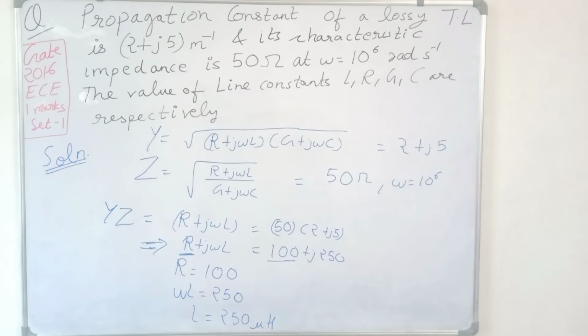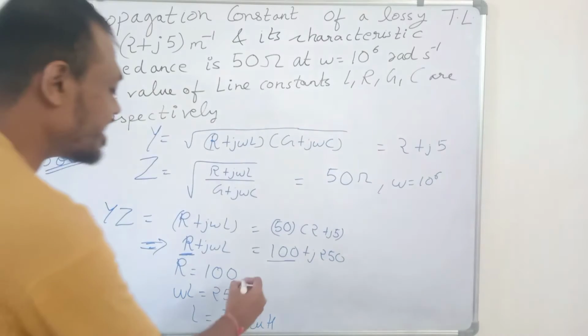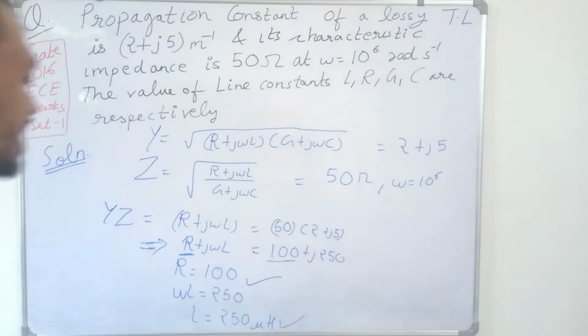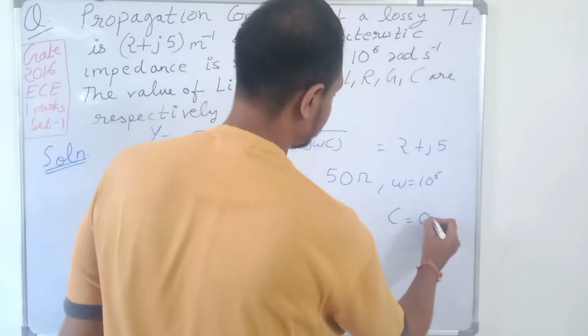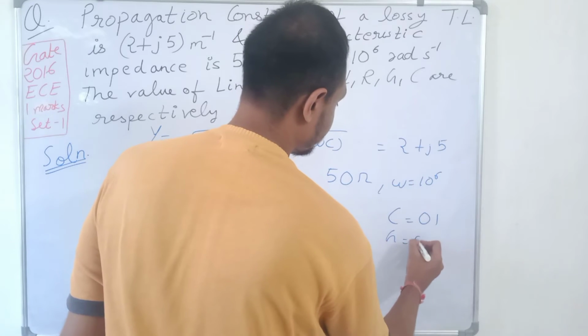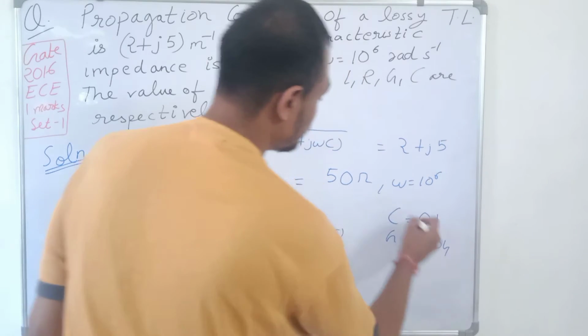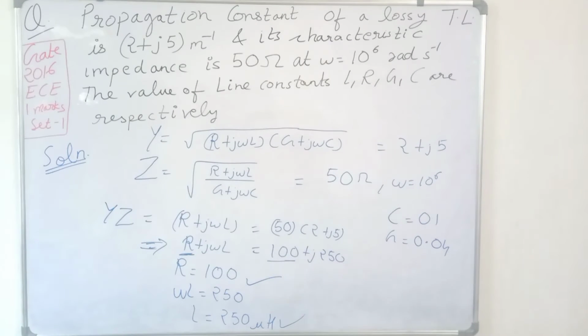So if you check for these two values, R equal to 100 and L equal to 250 microhenry, then only one option satisfies: L equal to 250 microhenry, R is 100 ohm, C is 0.1 microfarad and G is 0.04. So we don't even need to calculate C and G. Just by calculating the values of R and L, we can check the correct option.